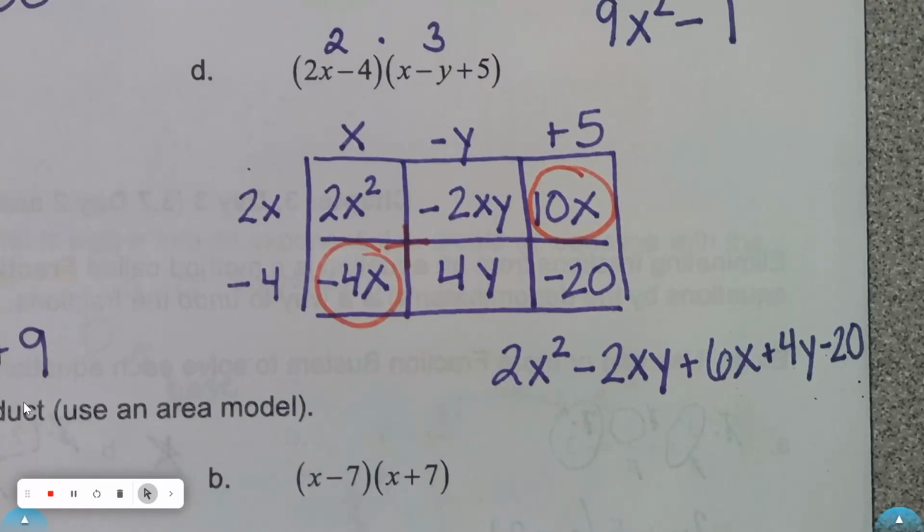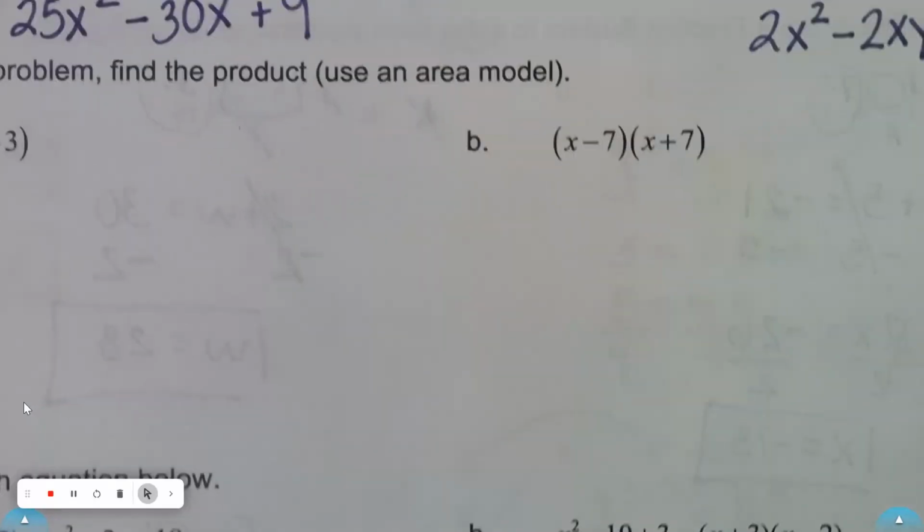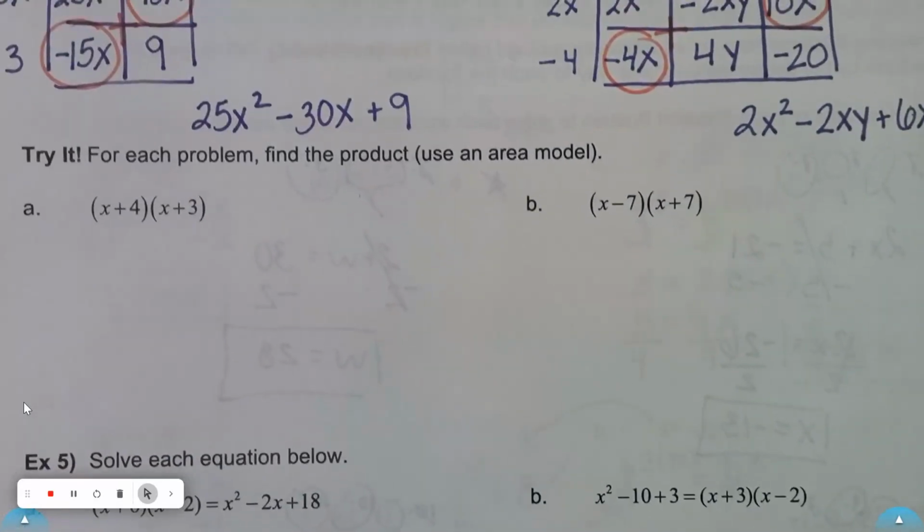Okay, there are 2 try-its that I would like you to try, A and B. Go ahead and pause the video here. Once you feel like you have those, go ahead and unpause so that I can show you the correct answers for these 2 try-its for A and B.